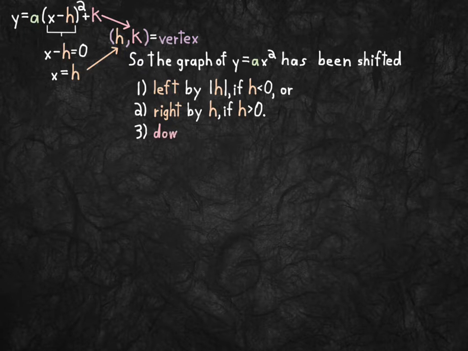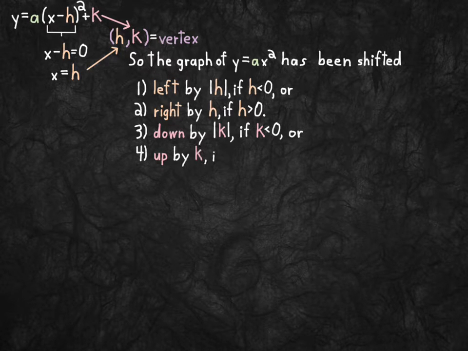And then we talk about up and down. So the graph of y equals ax squared has been shifted down by the absolute value of k if k is negative. So for example, if k is negative 2, then the graph has been shifted down 2. Okay? Or it's been shifted up by k if k is positive. So if k is 5, then the graph of y equals ax squared has been shifted up by 5 to get the graph of y equals a times the quantity x minus h squared plus k. It's a lot of words to say out loud.